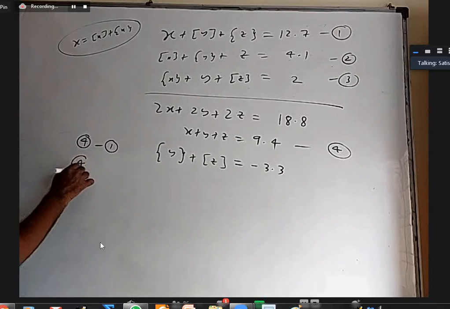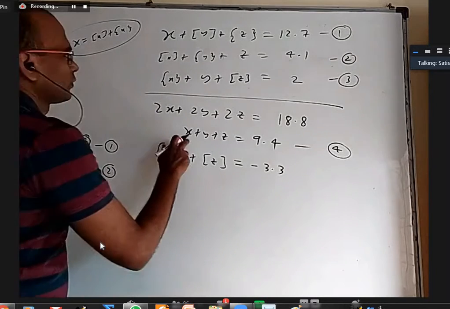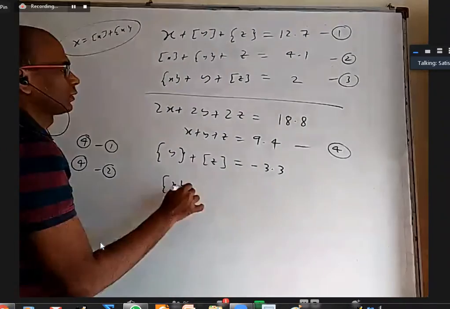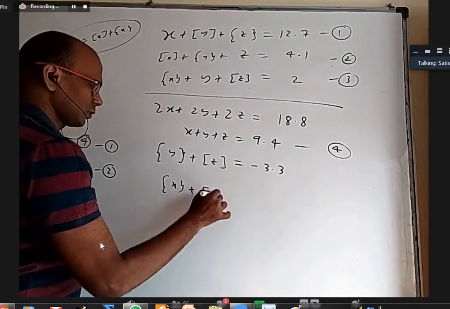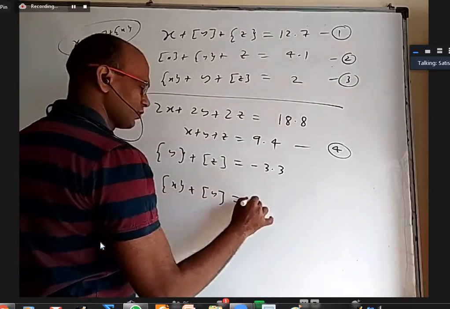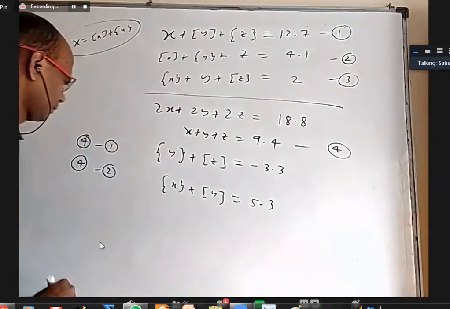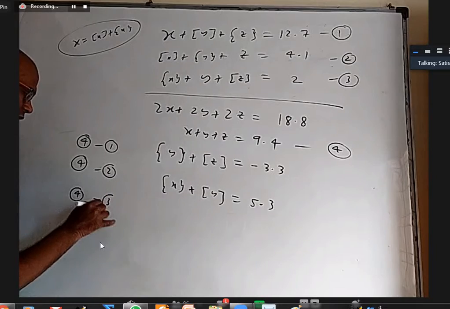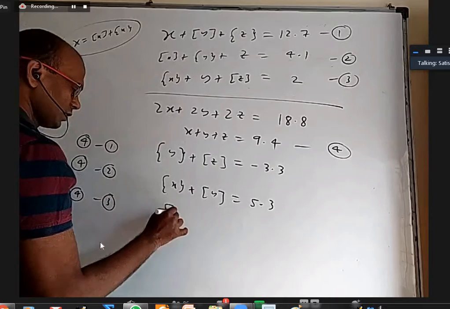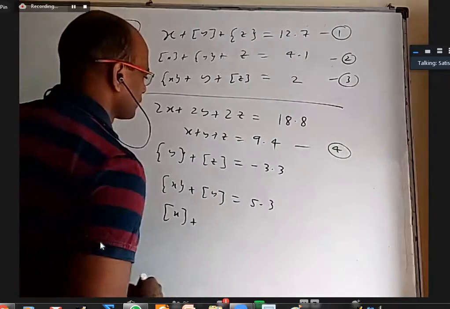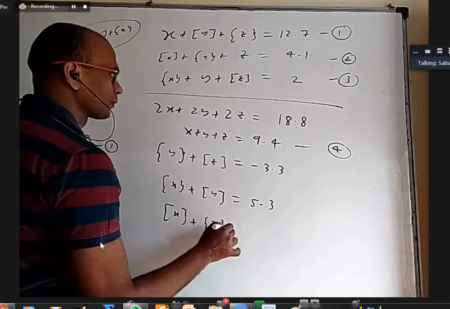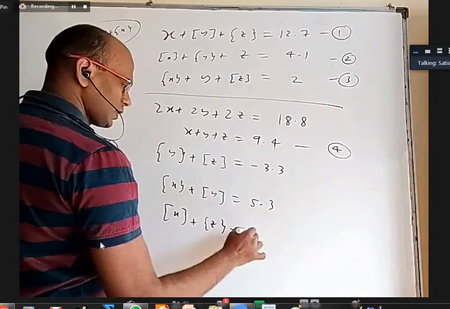If I take equation 4 minus equation 2, from x if I remove the integer part, I'll get fractional part of x. From y if I remove this, I'll get integer part of y. From z if I remove this, 0. From 9.4 if I remove this, it is 5.3. Equation 4 minus equation 3: from this if I remove this, x minus fractional part of x is integer part of x. And there is no y, and this is fractional part of z. From 9.4 if I remove 2, it is 7.4.